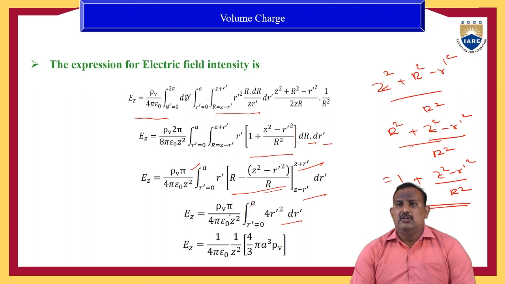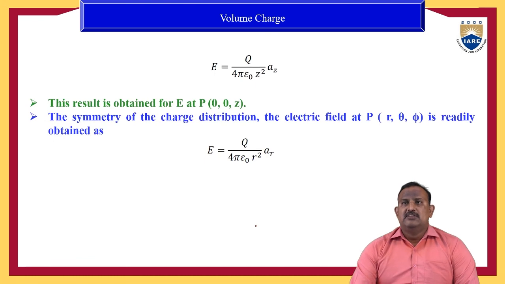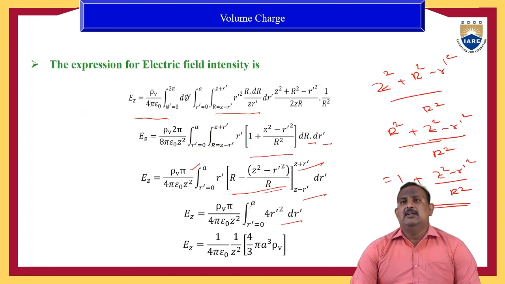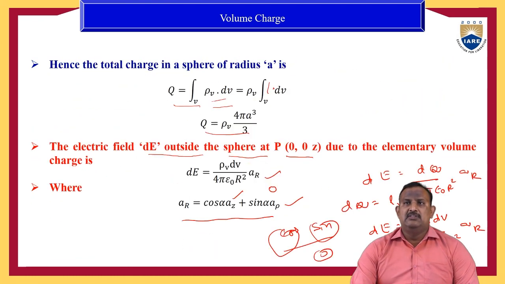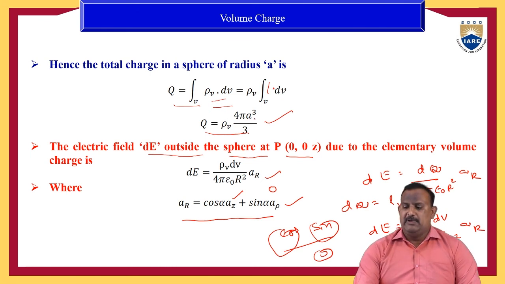Then here we have rho v, and pi is there. Therefore, 4/3 pi a cube rho v into 1 by 4 pi epsilon naught into 1 by z square. So at the starting of the derivation we found the charge in a particular sphere: q is equal to the total charge in a sphere, which is rho v into 4/3 pi a cube.